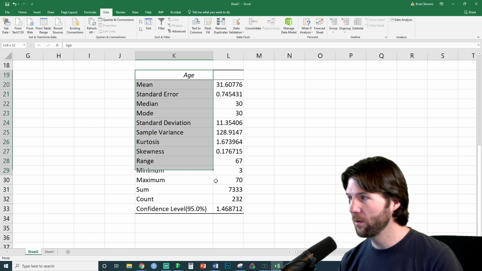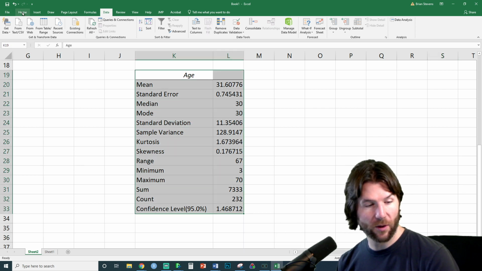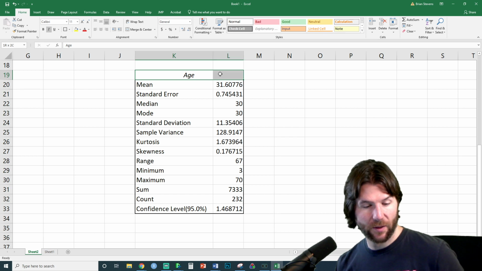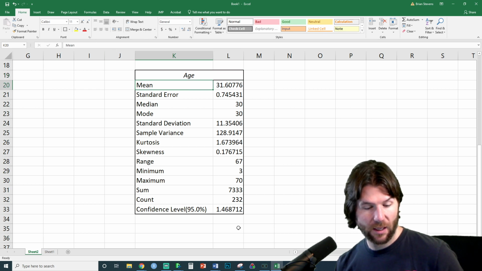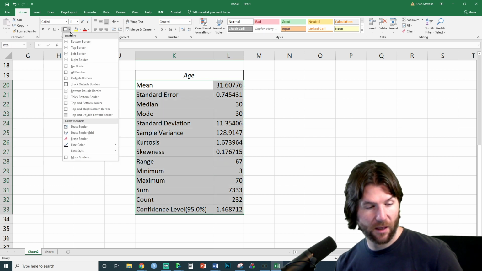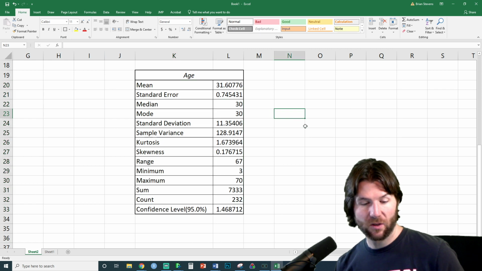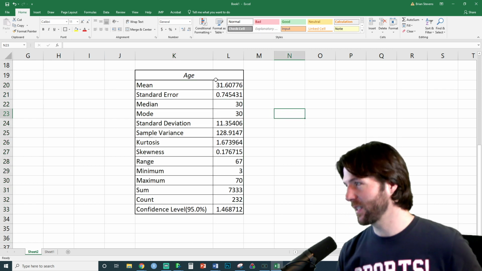I'm going to go right here and go to the borders under home. Where's my borders? And I'm going to put in full borders. I'm going to select these windows here, merge and center, full border that. And then I'm going to put in regular borders and then put in full borders. Okay, so that kind of makes the table easier to read, at least I think.